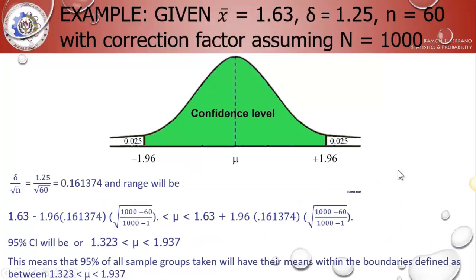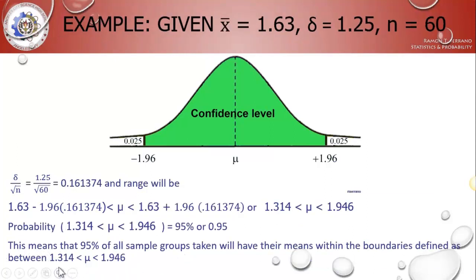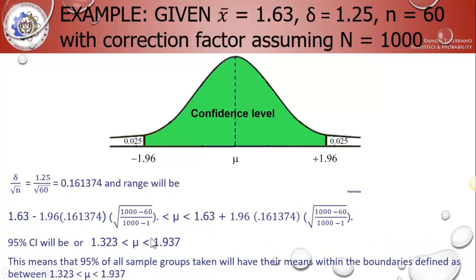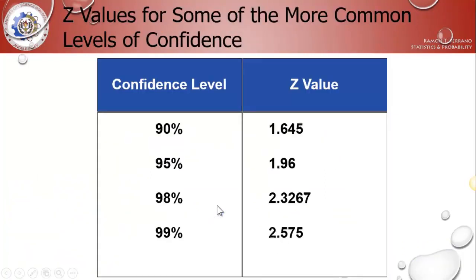Okay? With the correction factor, only the result changes. It becomes 1.323 to 1.937. So, if you look at it, the difference is very small. 1.314 to 1.946 became 1.323 to 1.937. Okay.